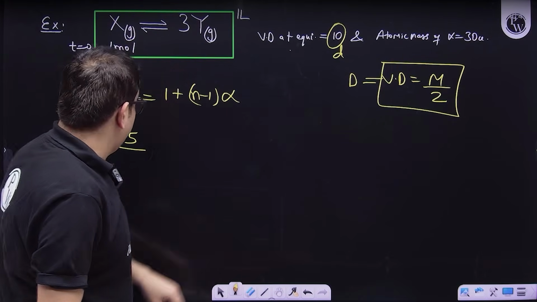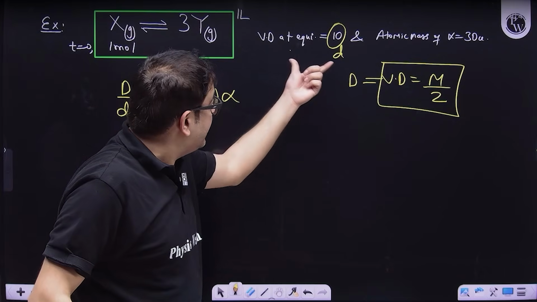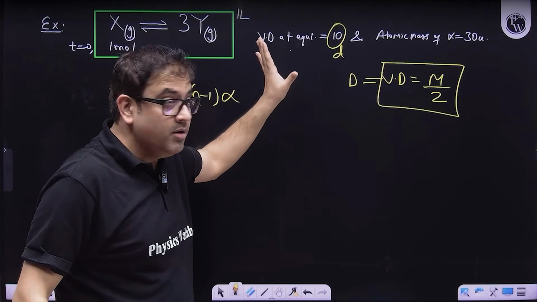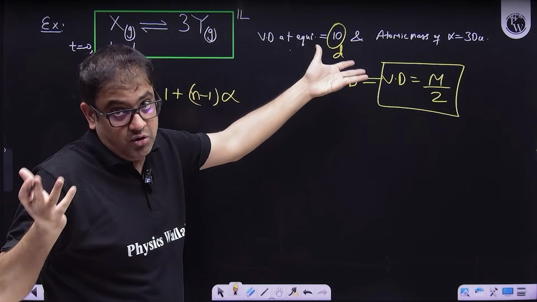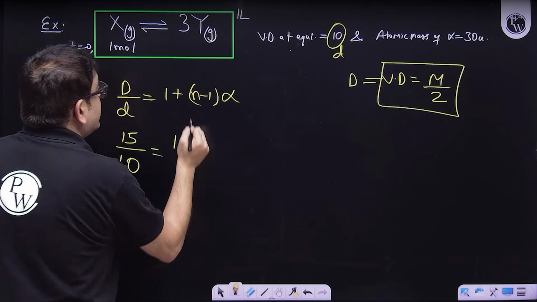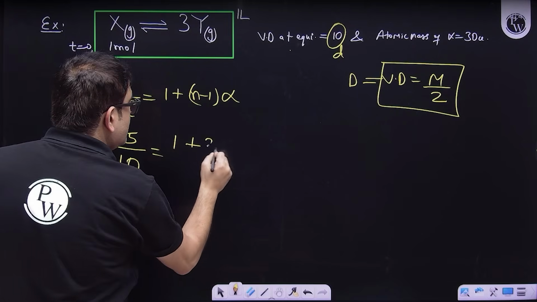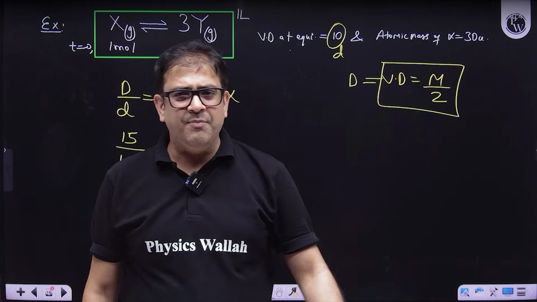Vapor density at equilibrium is given, so small d is given to you. It is determined experimentally, and hence the question gives you that at equilibrium the vapor density of the mixture is this. Again, there is no unit because vapor density is dimensionless. 1 plus, what is the value of n? 3 minus 1 is 2, alpha. Can you find alpha? Easily. These types of questions may come.